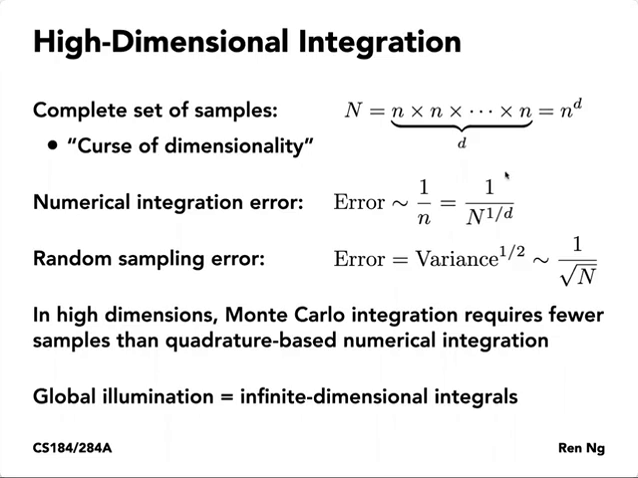Question: what is the lowercase n here? Someone asks. Good question. The lowercase n is the number of samples in each dimension. Let me go to a 2D example. If you have a 2D domain and little n is 10, then you have 10 samples in the x dimension and 10 samples in the y dimension, which is 10 by 10 samples because you have a 2D grid. So capital N in that case would be 100 and little n would be 10.